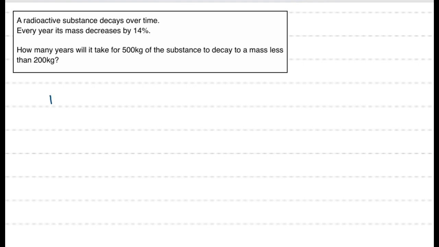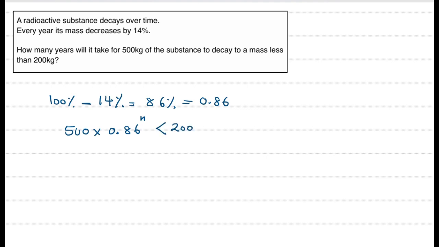We start off at 100%. Since the mass decreases by 14%, we have to subtract 14%. That gives us 86%. And we write it as a decimal, which is 0.86. Then we write the initial amount, 500, and then times it by the multiplier, 0.86, raised to the power of number of years, which is unknown as n, and we want it to be less than 200.